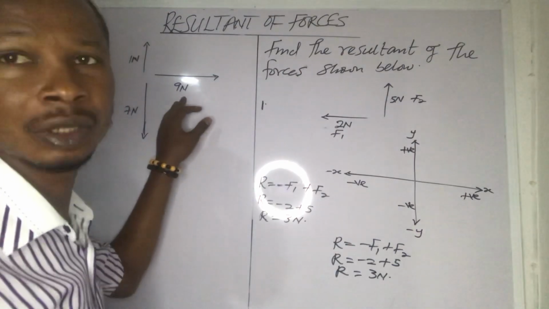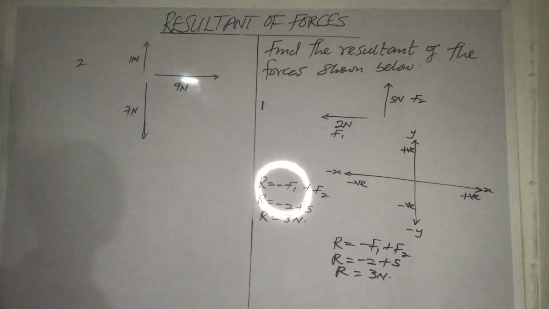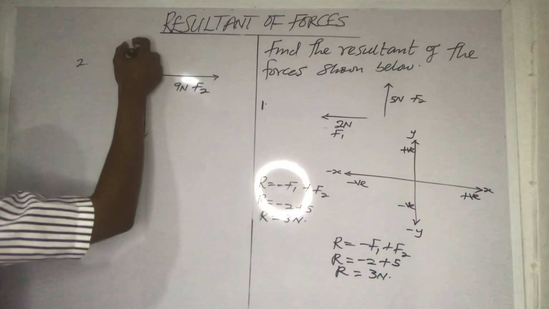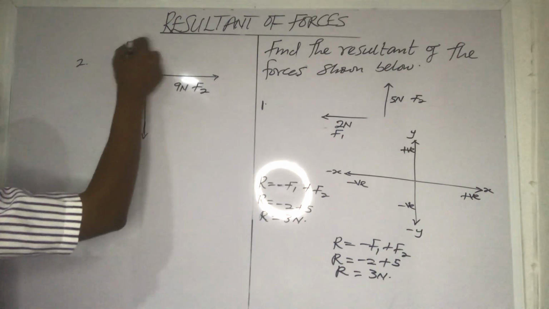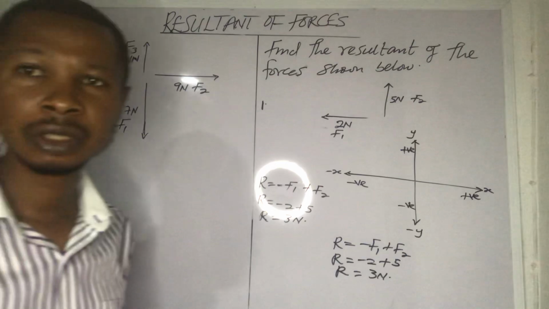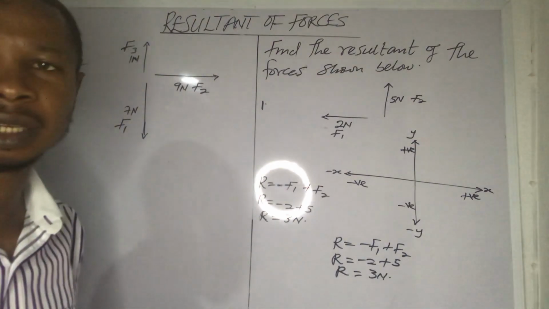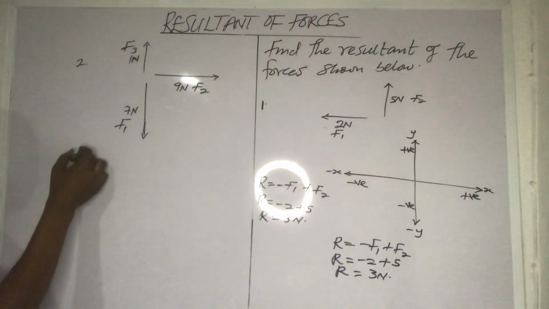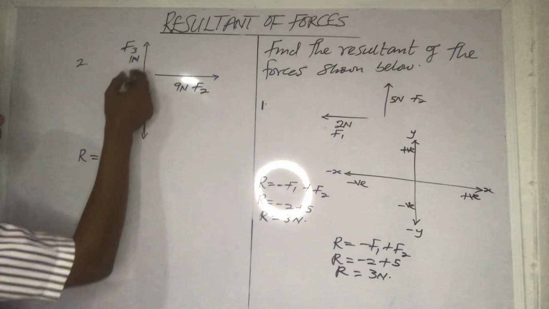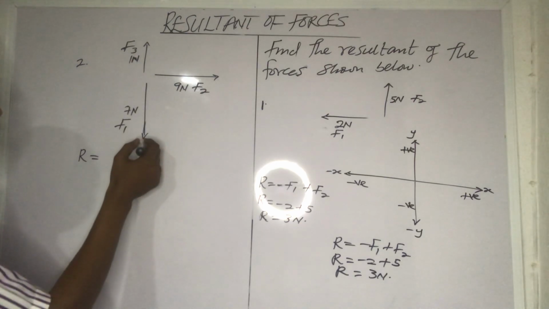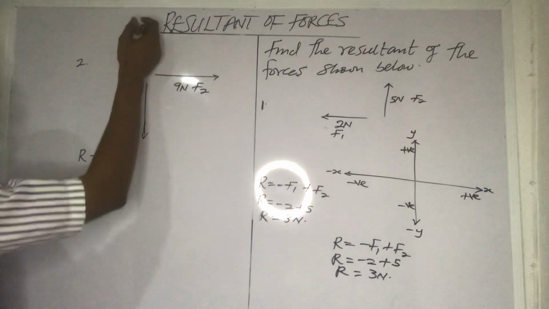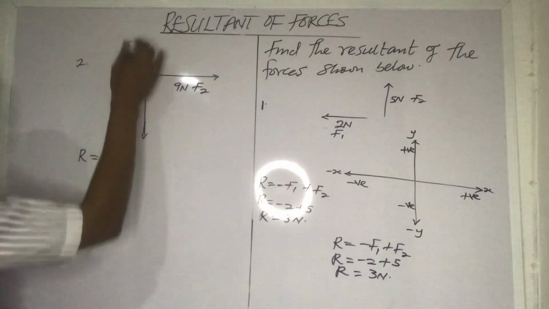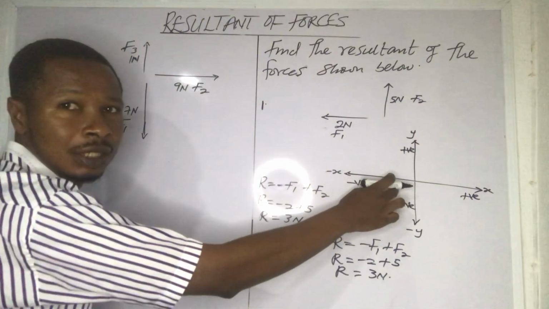Let's look at this second example also. Now let's say I label the forces. This is my F1, this is F2, this is F3. The order of numbering the forces is immaterial, so you can number the forces anyhow. So my resultant in this case, R, will be equal to, since this one is acting downward, it will be negative. This one is acting upward, it will be positive, and this one also positive, going by the Cartesian coordinates.